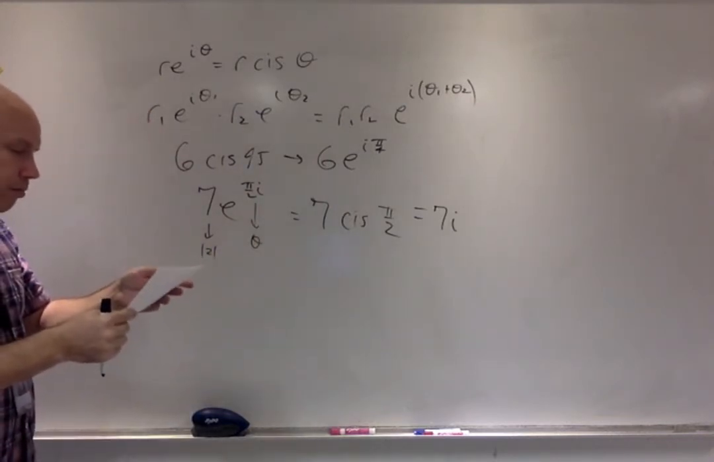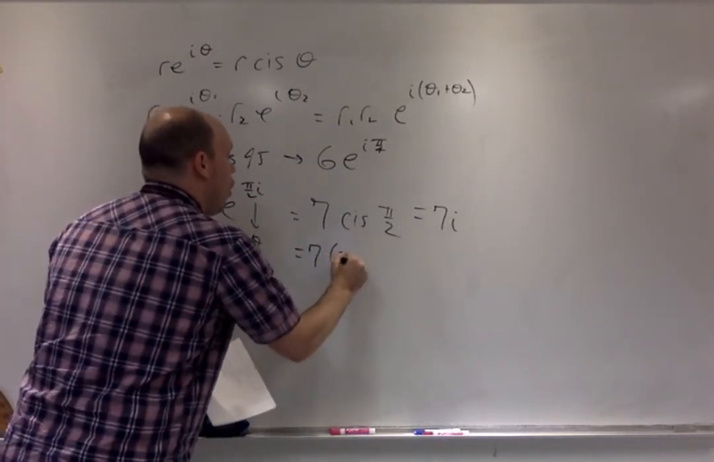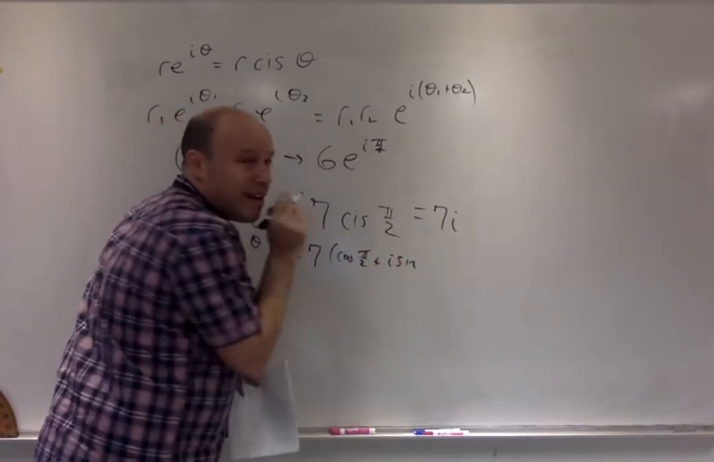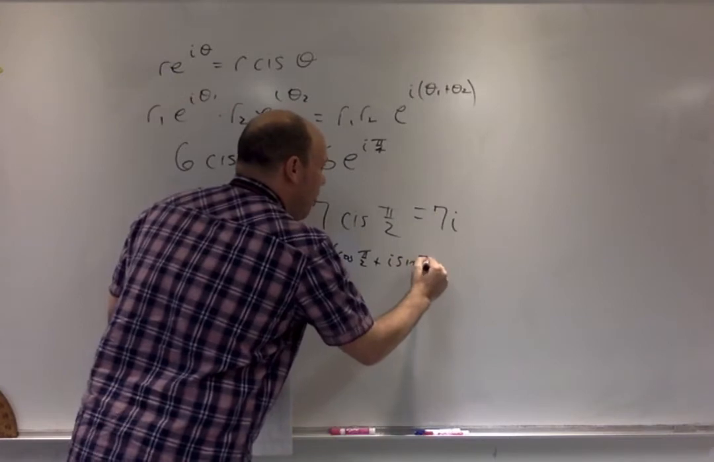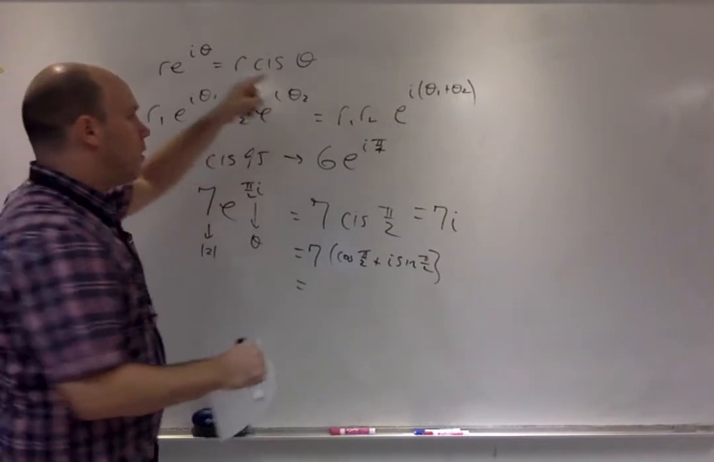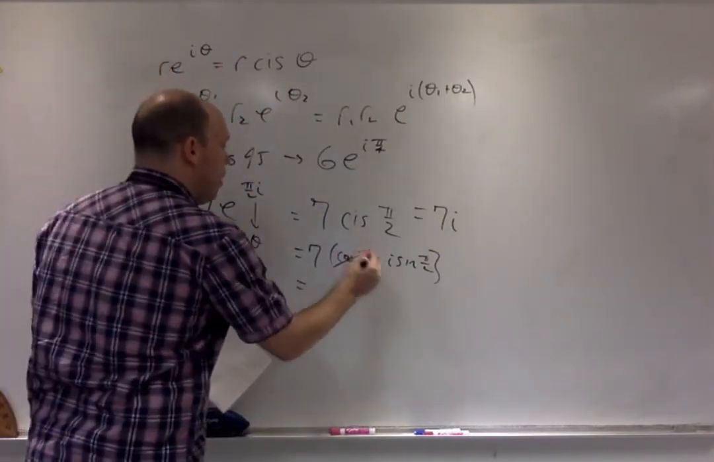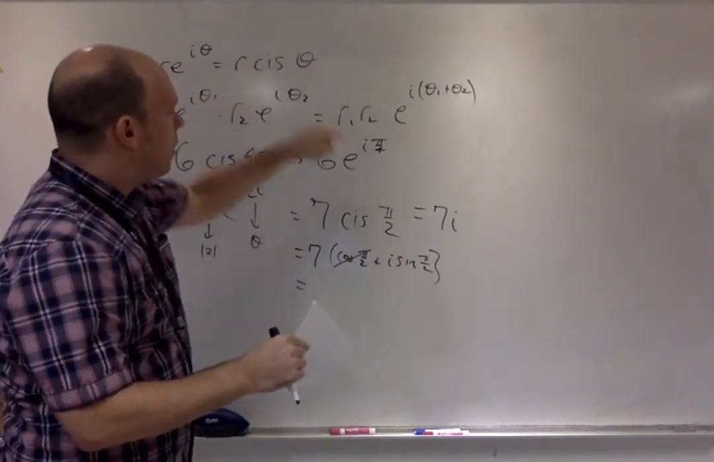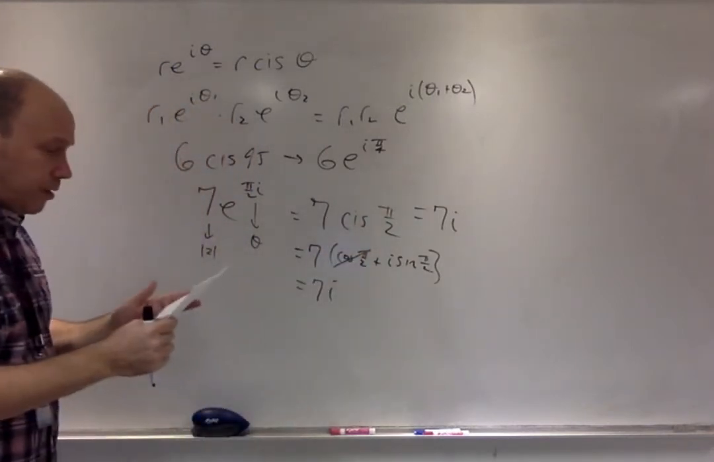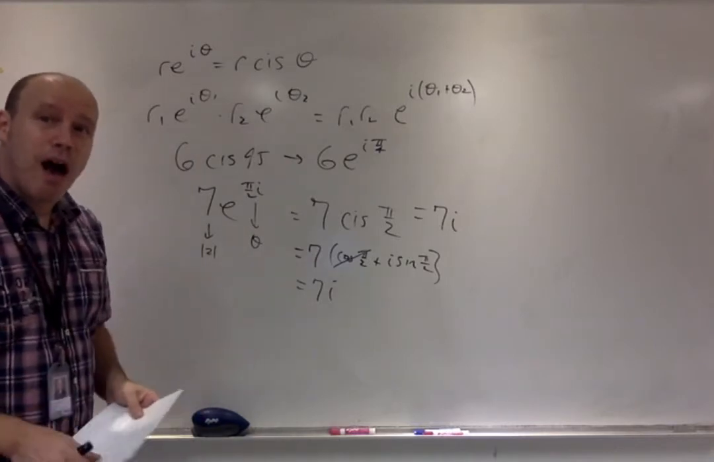Good. Is this true? Let's just verify. Yeah, 7 cosine of pi over 2 plus i sine of pi over 2. So cosine of 90 degrees is 0, and then the sine of 90 degrees is 1. Yeah, nice. Let's move on. I'm erasing.